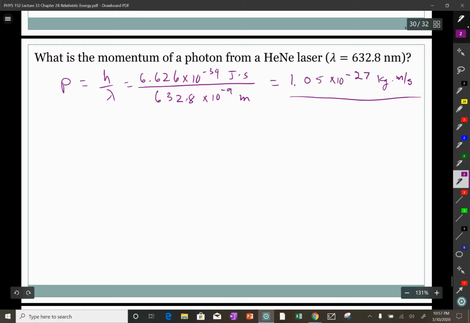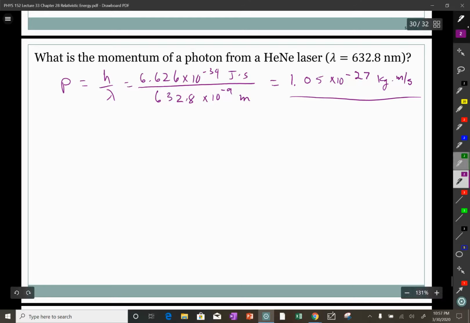So that's the momentum of a photon from the helium neon laser, which is pretty cool, I think, to be able to calculate that. When I was in college, we had an advanced physics lab, and my classmate Greg Frickman actually did an experiment to measure the momentum of the photons of a helium neon laser.